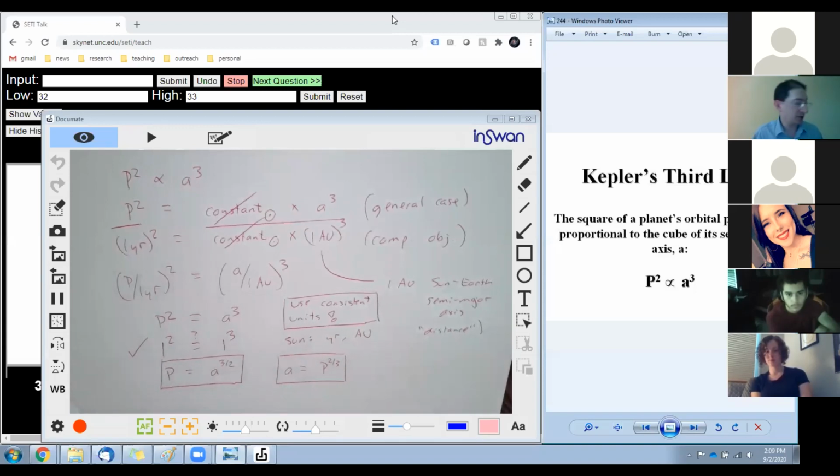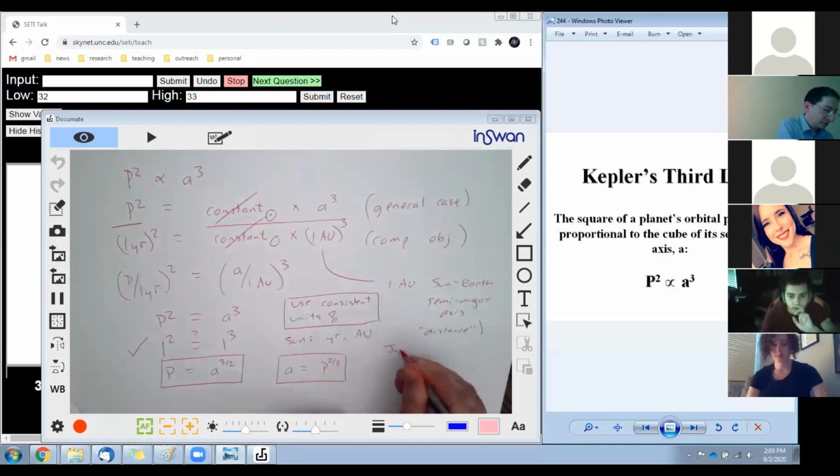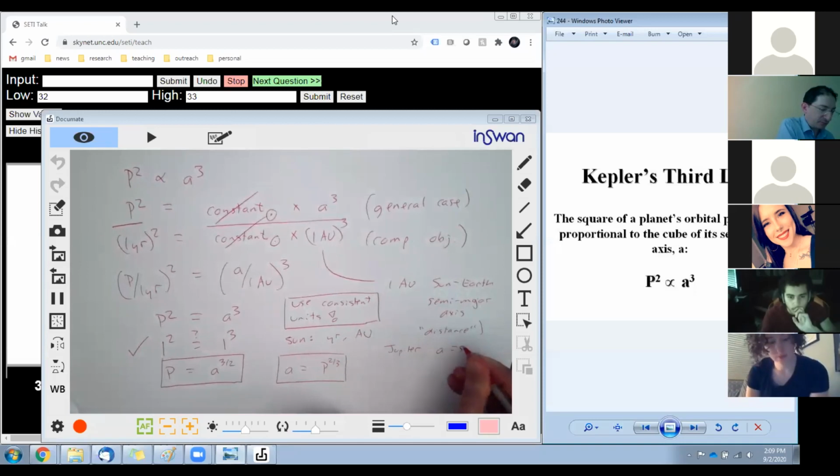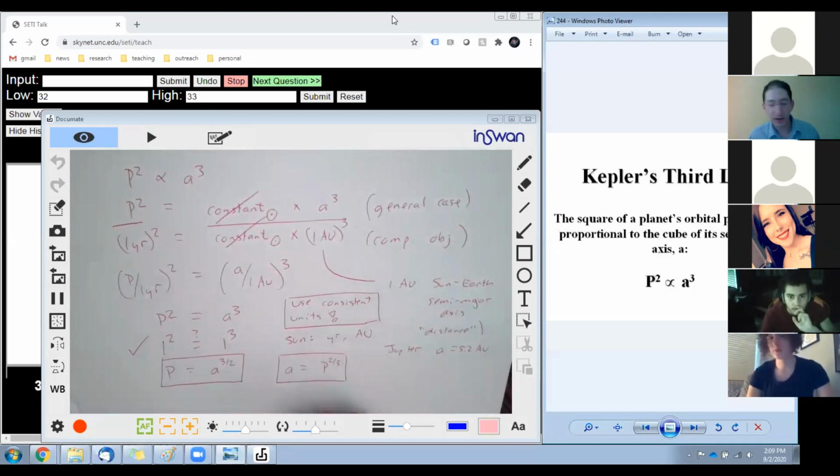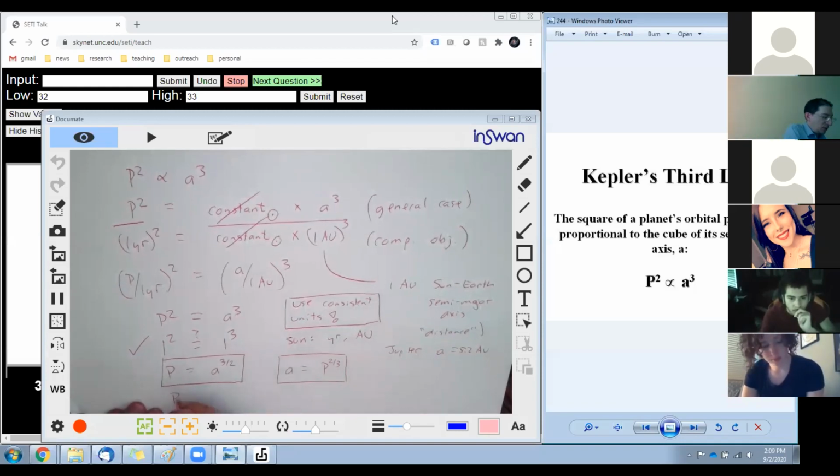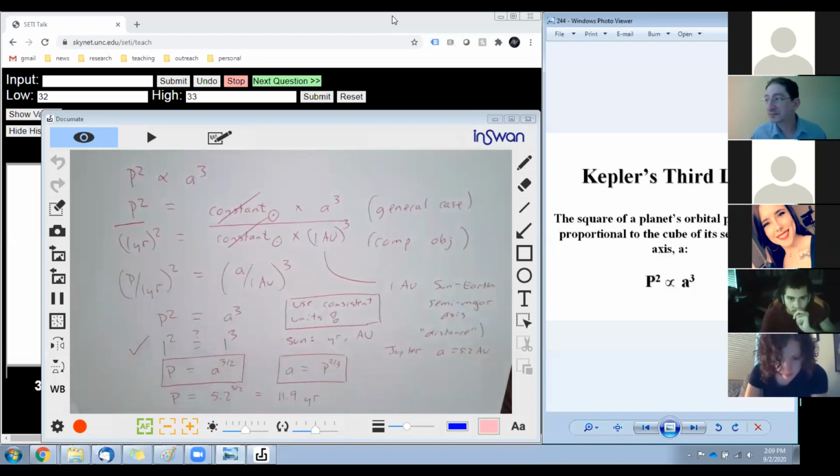So let's try it out with Jupiter. I gave the example of Jupiter. For Jupiter, the semi-major axis is 5.2 AU. So A is 5.2. If I want to know the orbital period, it's this symbol, P, equal to 5.2 to the 3/2. Put that into a calculator, you get 11.9, and the unit is years, because that's the consistent unit.